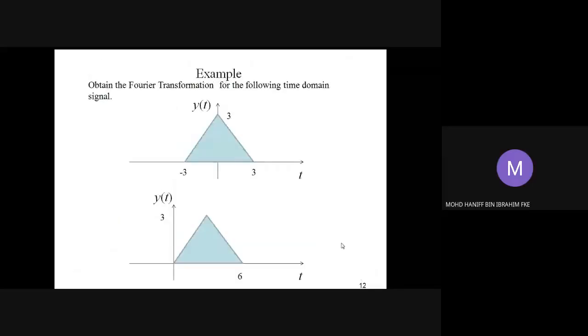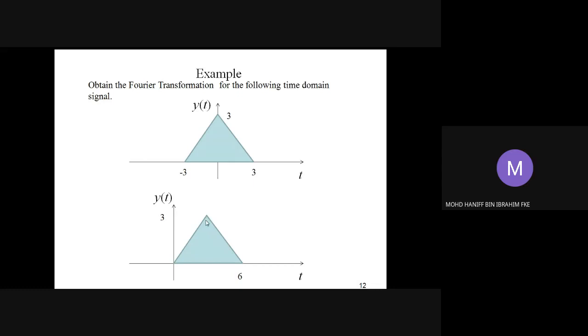Okay, so we are having a second example, I believe. Yeah, this is the one. We are having triangular functions. There are two questions in this example, on this page. The first one is a triangular function which has an amplitude of 3 and a duration from -3 to +3.